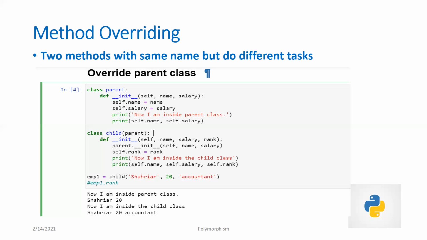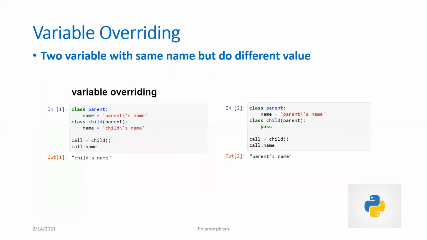This is called method overriding. That means same method, but they are behaving differently and creating output in a different way. So there is another type of overriding which is called variable overriding. In the previous case we saw the same method with the same name, but behaving differently, and now we will see variables with the same name, but they are producing different values.